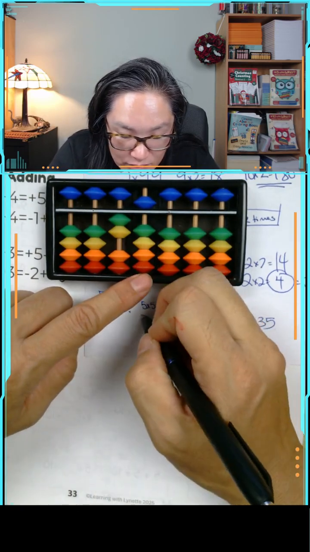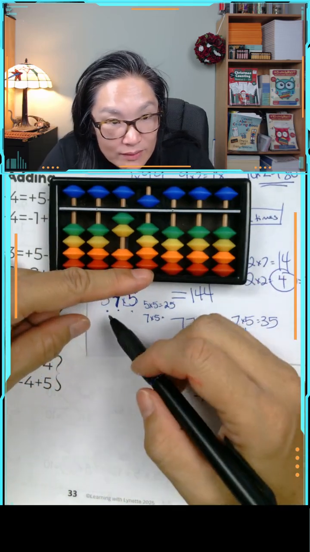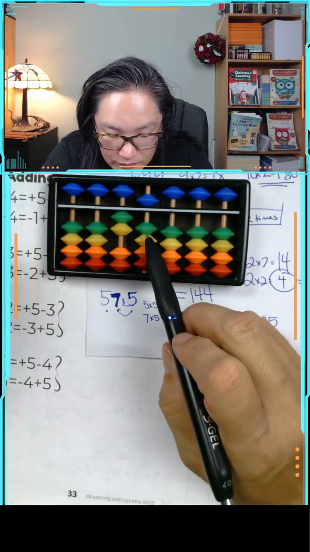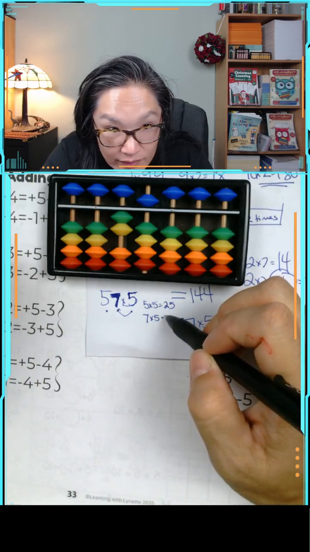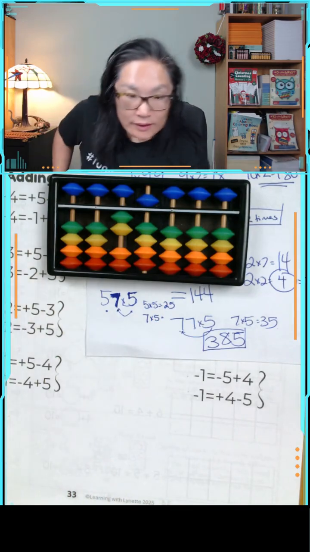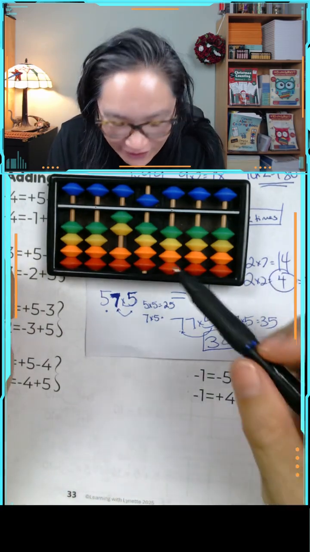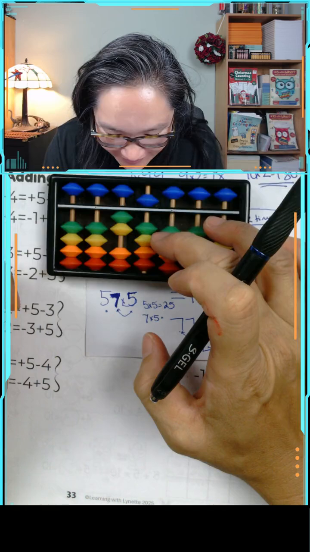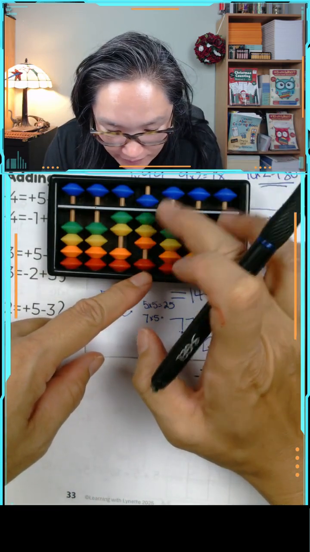So then we do 7 times 5. What is 7 times 5? What are we doing? Because we're doing this. 7 times 5 is... What's 7 times 5? 35. Thank you. Yes, it is 30. It is 5.